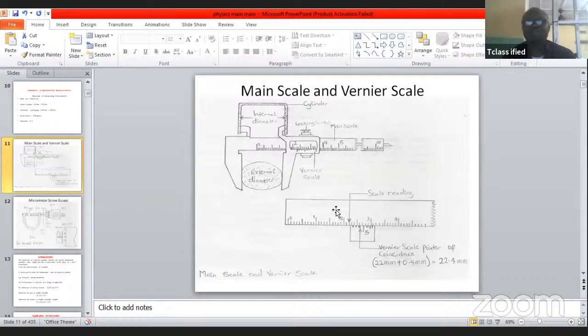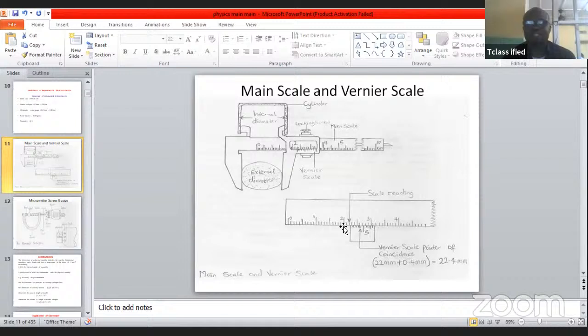Now, this is a measurement that is taken out. So if given a reading like this, this is how you get it in JAMB. So how do you know the reading of this vernier scale? How do you get to know the reading if you're given this in JAMB? This is what they are likely going to give you in JAMB or your WAEC.